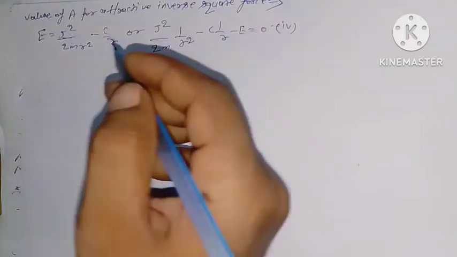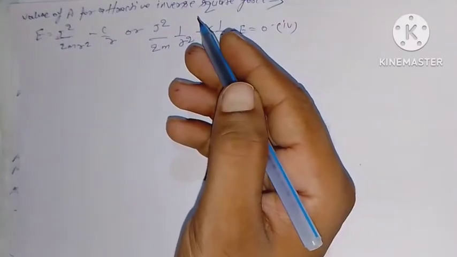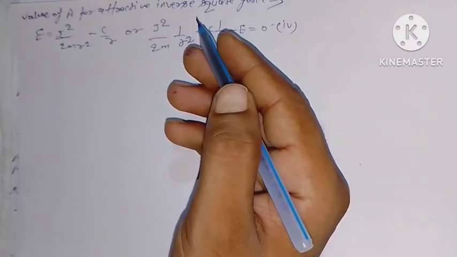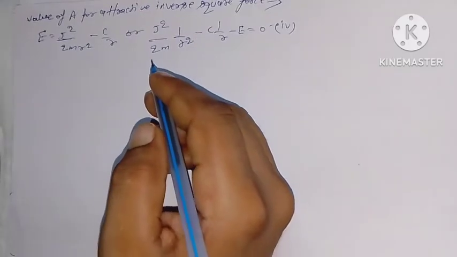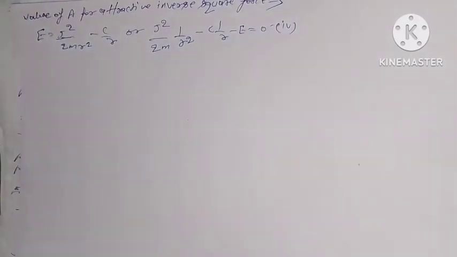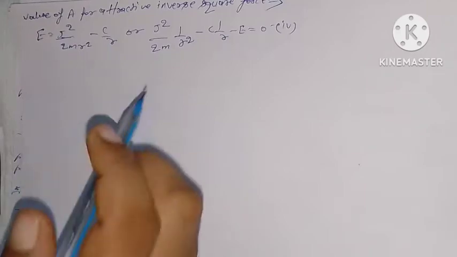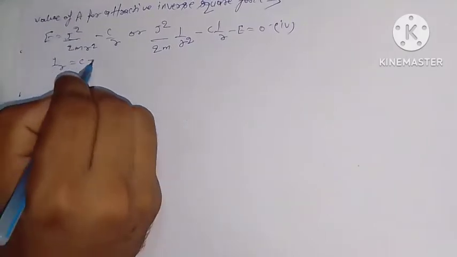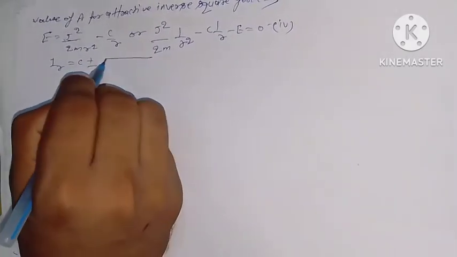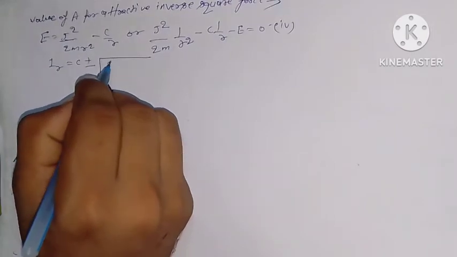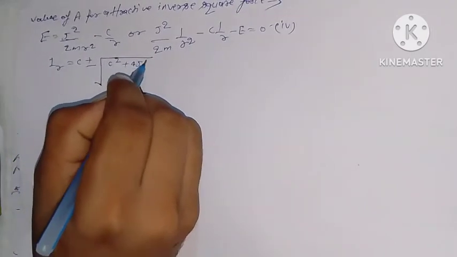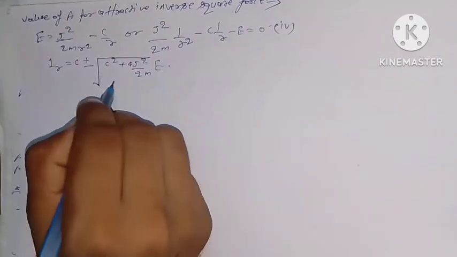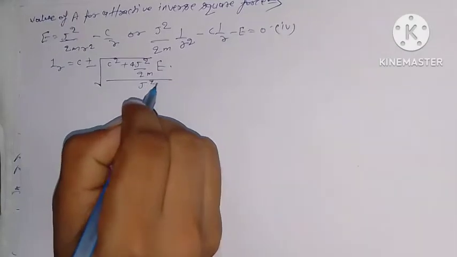This is an equation in 1 by r, and its two roots give the value of 1 by r max and 1 by r minimum. The two roots: 1 by r equal to C plus minus under root of C square plus 4 J square upon 2m into E upon J square upon m.